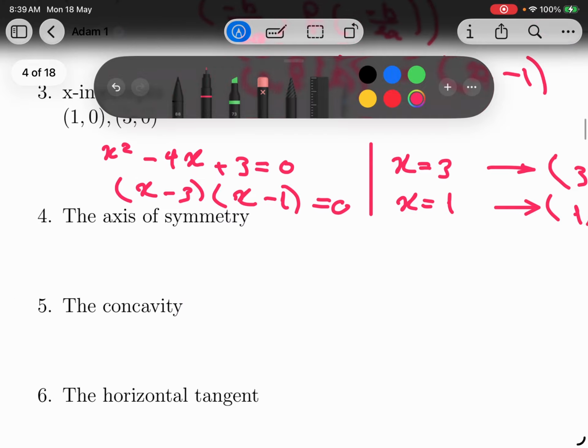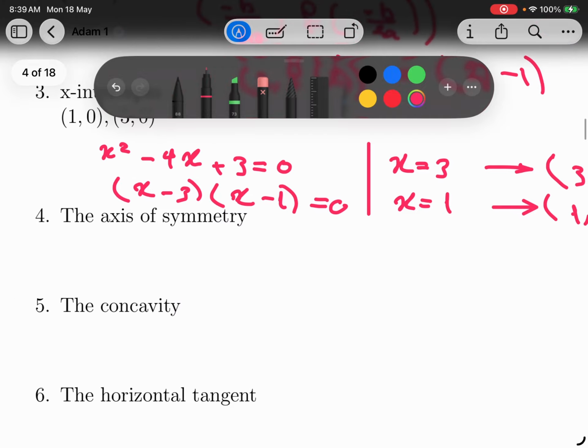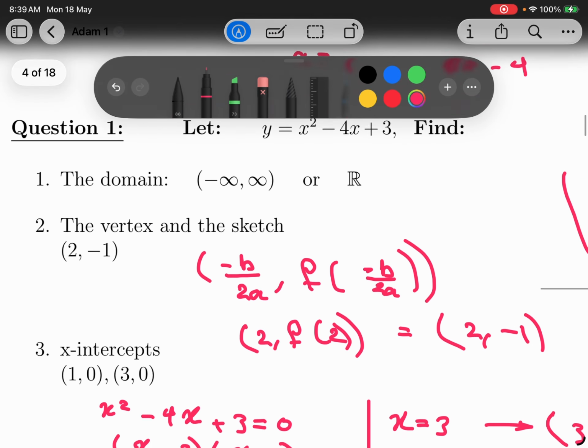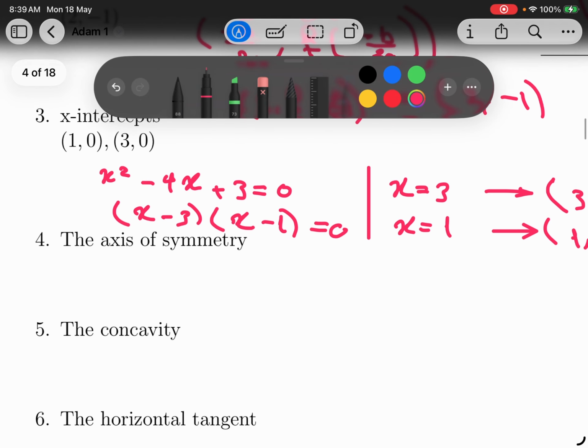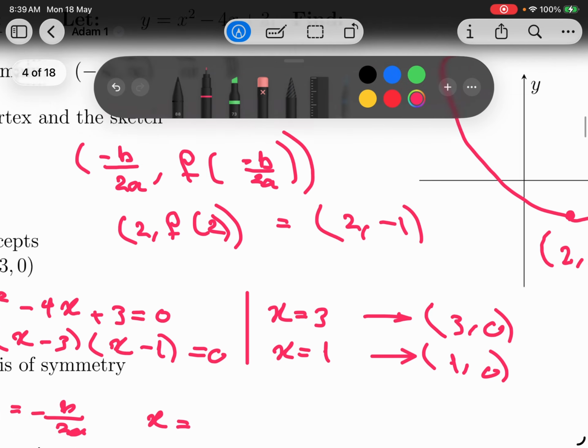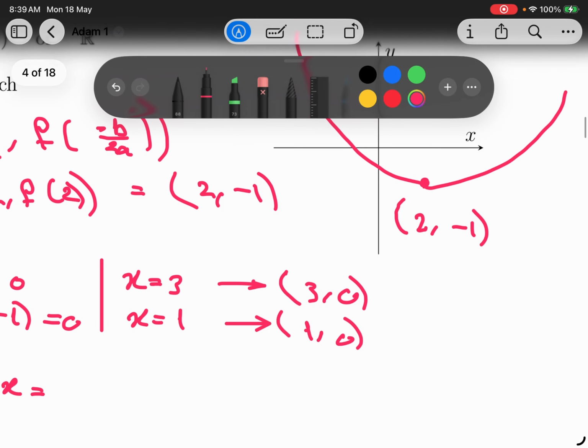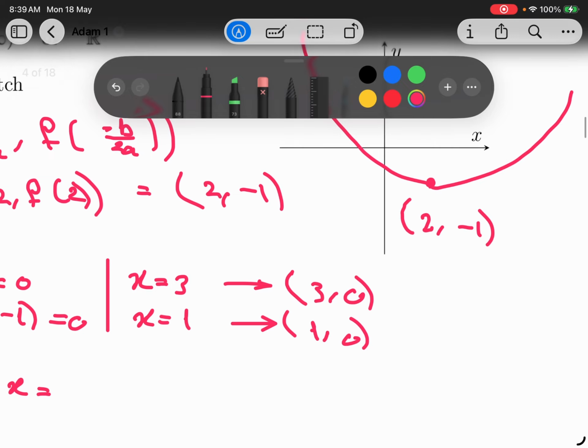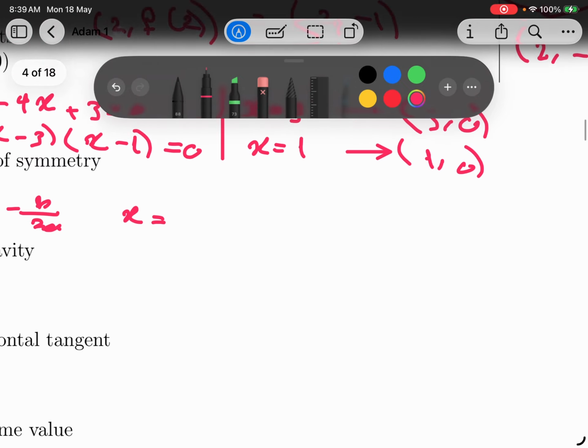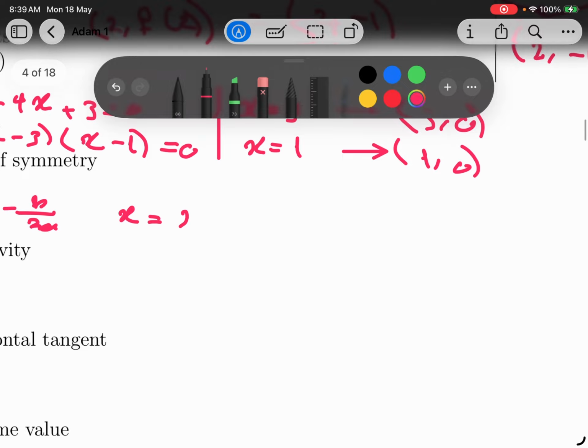So look at this here. The axis of symmetry. And as I told you guys, the axis of symmetry has a formula. It will be x equals minus b over 2a. In other words, it's x equals the x coordinate of the vertex. So what is the vertex? 2, minus 1. What is the x coordinate of the vertex? 2. So it's simply x equals 2.